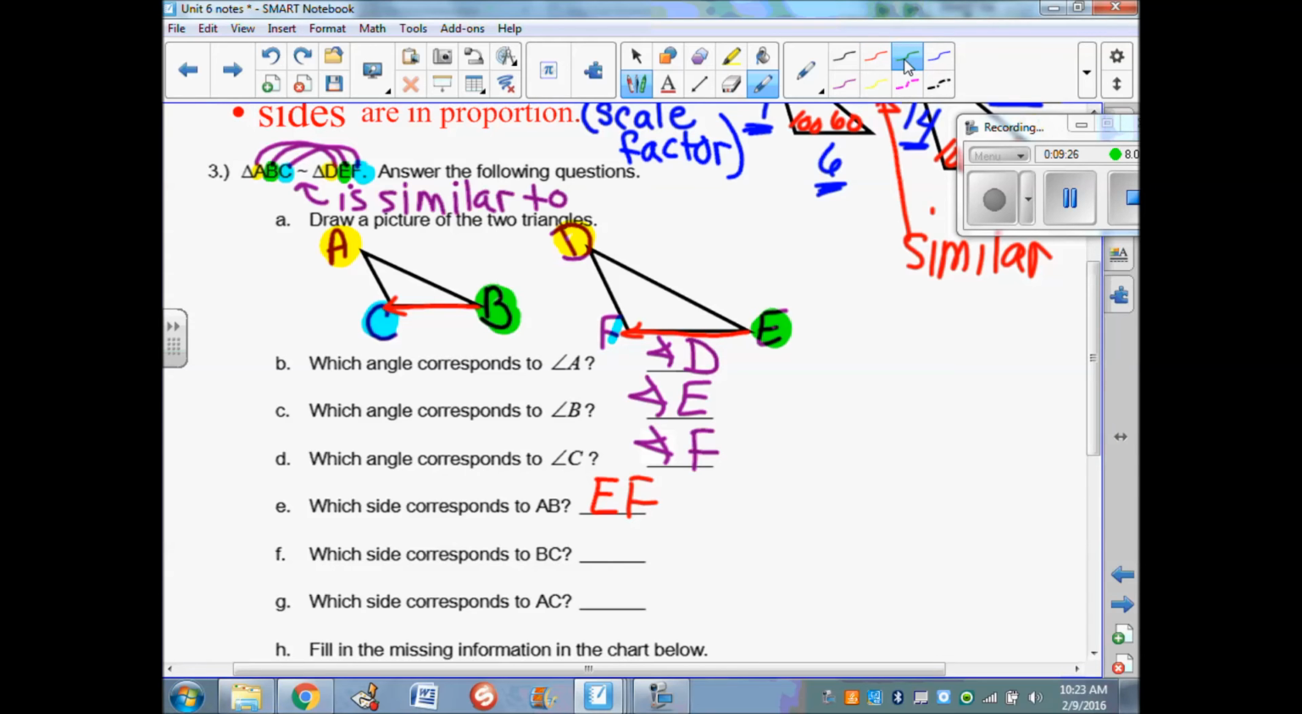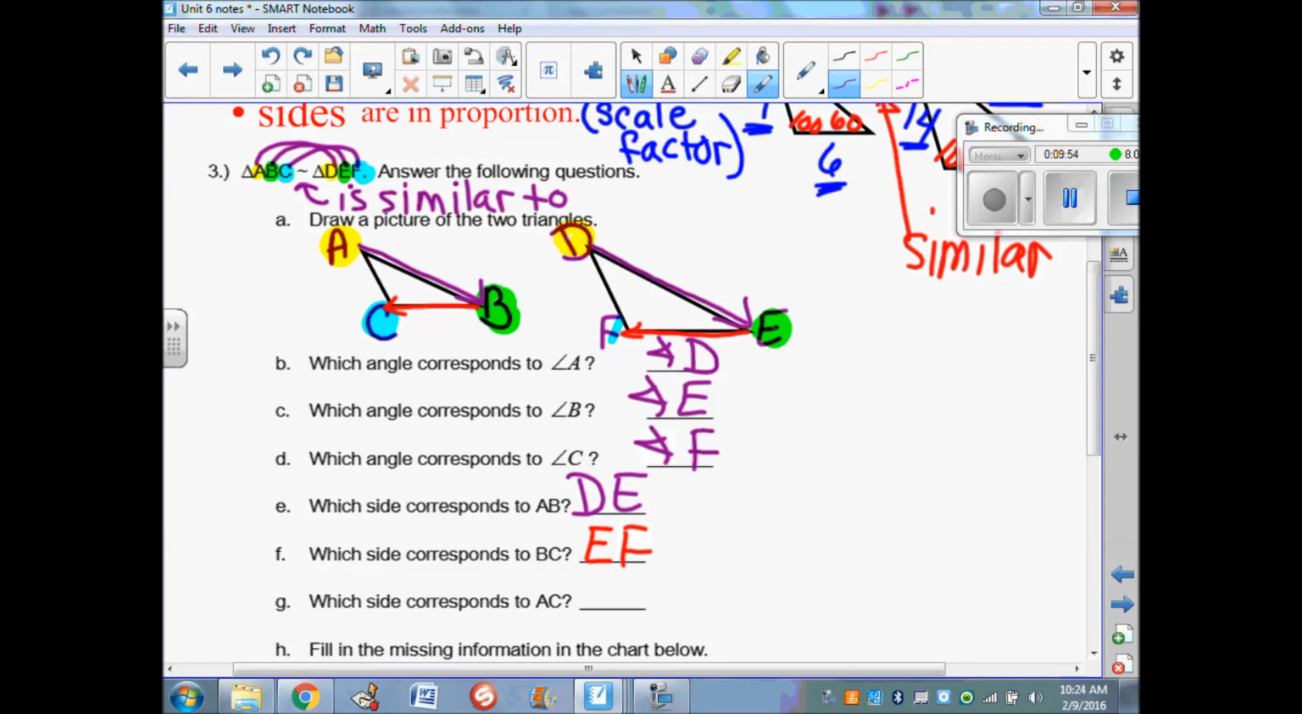What corresponds to side, oops, I skipped one. So let's move that. That one went down there. Okay, well let's just backtrack. Okay. What about A to B? So from A to B in that order, what corresponds in this triangle in that same order? I have to say D, E.